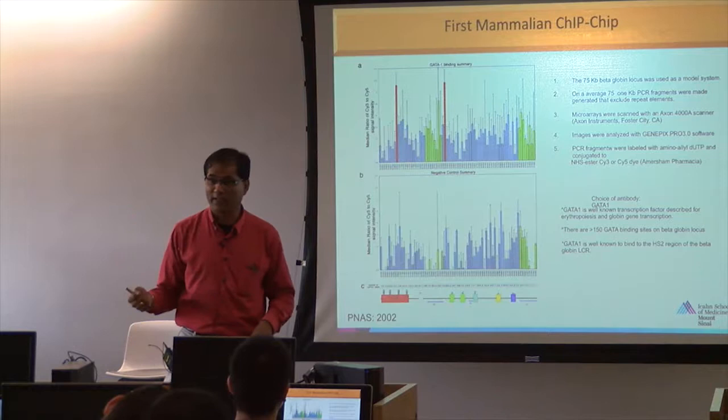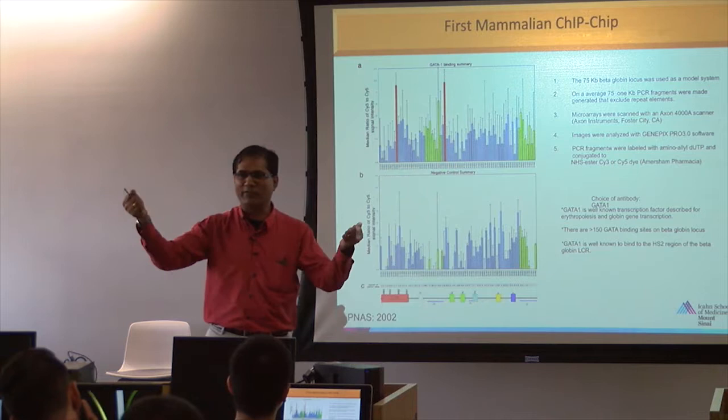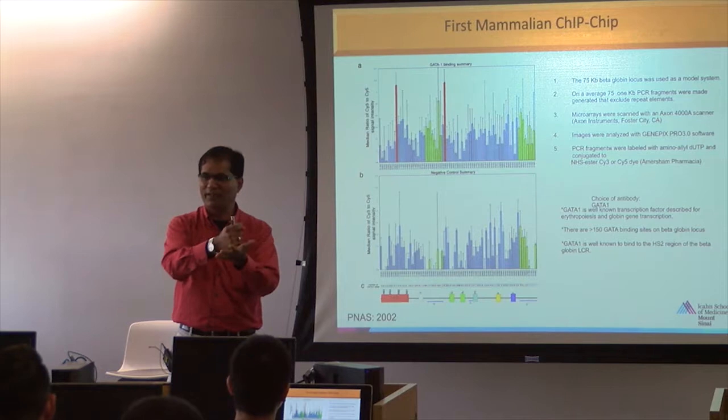Is it real? In vivo, is it binding to all these sites? The first time, we took 700 base pair fragments. I did the PCR myself, and we took 75 PCR products and spotted them on an array. That was the 75-spot array.